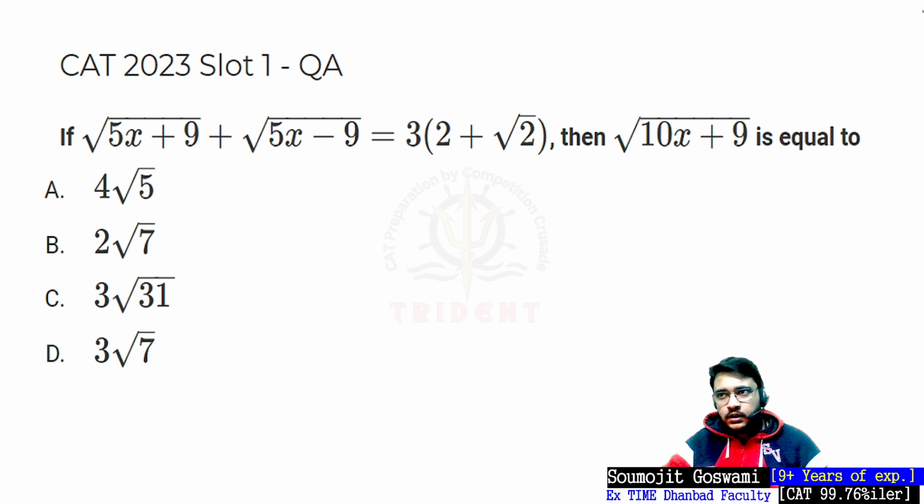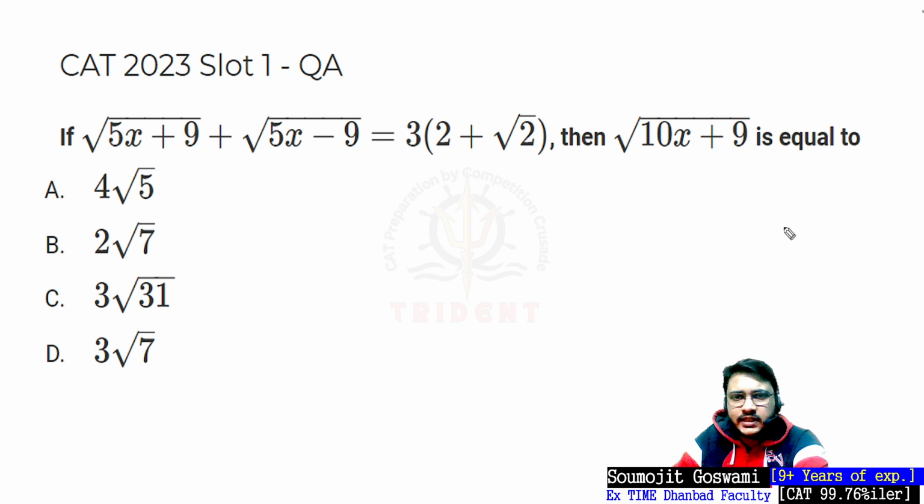Hello, let's look into this question, a CAT 23 slot 1 quantitative abilities question. Interesting one. It's a pure algebra type question. It says if root over 5x plus 9 plus root over 5x minus 9 is equal to 3 into 2 plus root over 2, then this thing equals to what? A couple of things we can do about it.